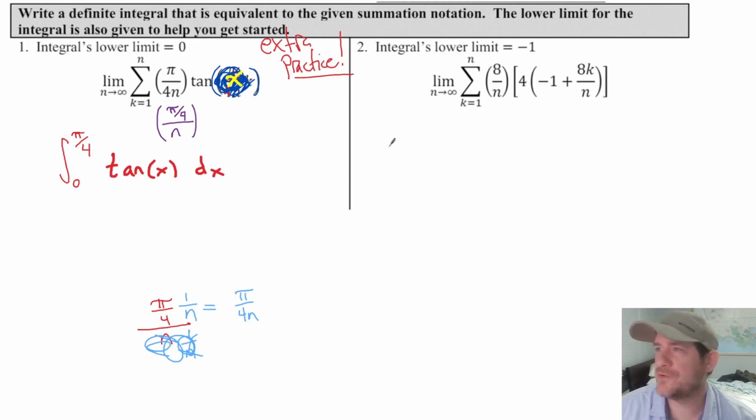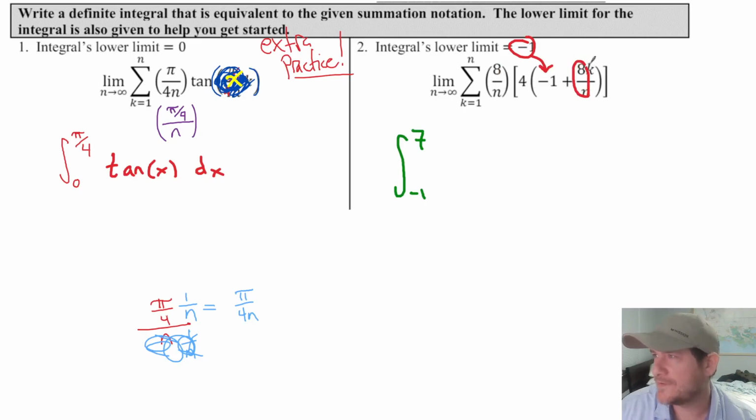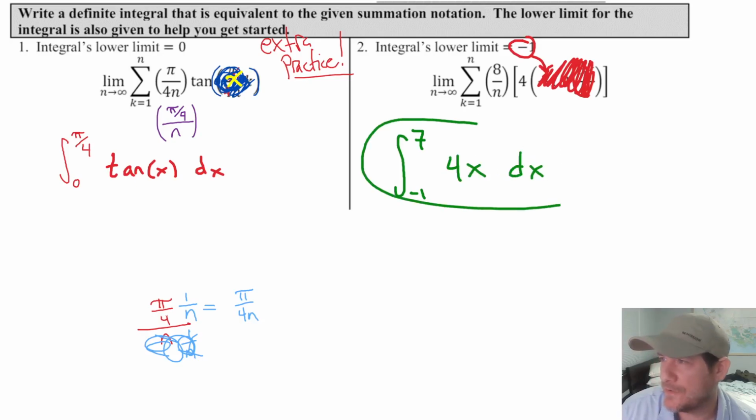Hopefully we're going to see something with something else involved here, but maybe not. All right, number 2 says we want the integral whose lower limit is -1. Again, this 8 represents the width of our interval, so I guess we have to go to 7. There's not much of a function here, but this -1, that's our a value. We can spot the 8 over n as our delta x times k. So if we turn all that into x, then we've got a pretty simple function here. It's literally just the function for x dx. And that's our whole integral there.